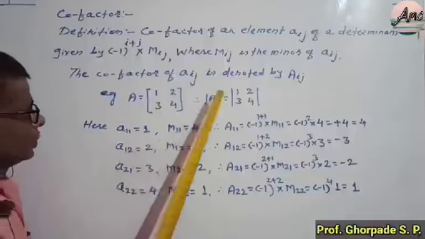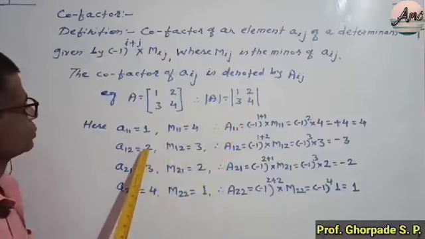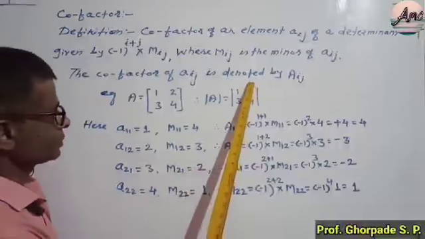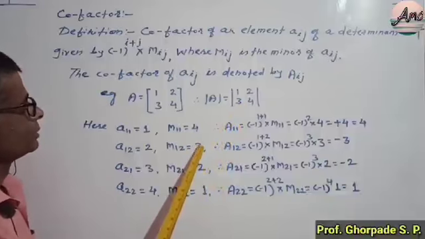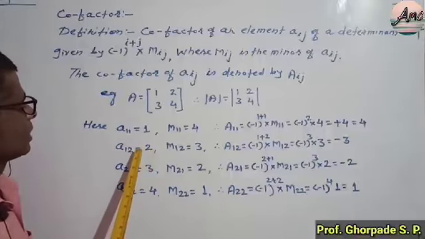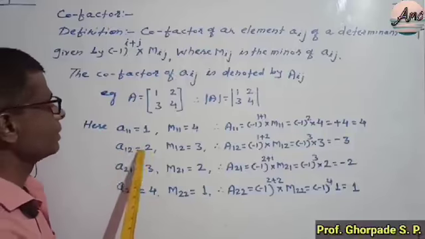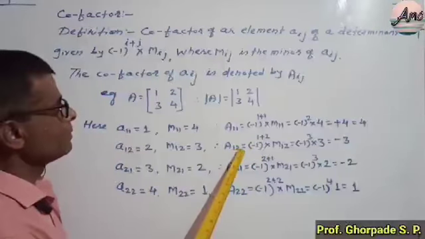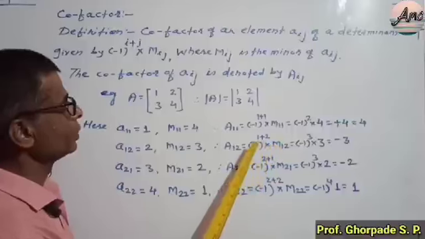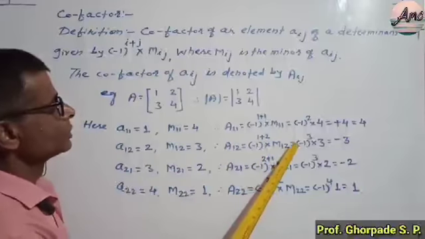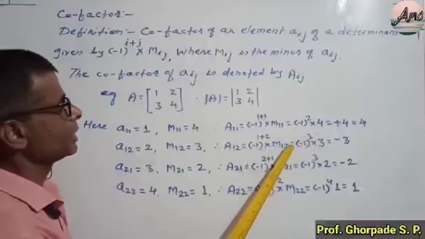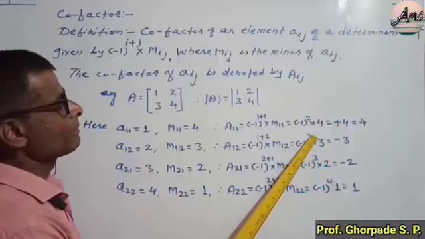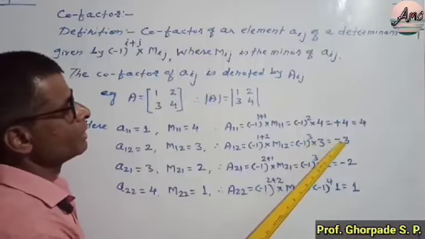Next, A12. First row, second column is here 2. So then minor of 2 is obtained by deleting first row, second column. If you delete first row, second column, you will get 3. This 3 is the minor of 2. Then the cofactor of this 2, that is the cofactor of A12, is capital A12. That is equal to minus 1 to the power of row plus column, first row, second column, into M12. So that is minus 1 to the power of 1 plus 2 is 3 into M12. What is M12? M12 is here 3. If the power of a negative number is odd, you will get a negative answer.